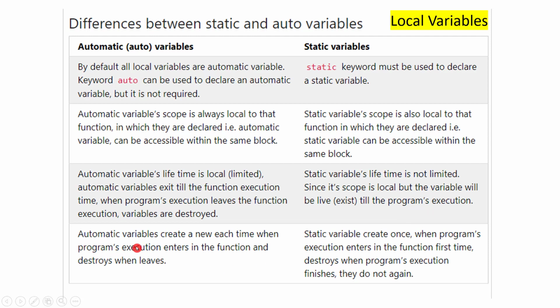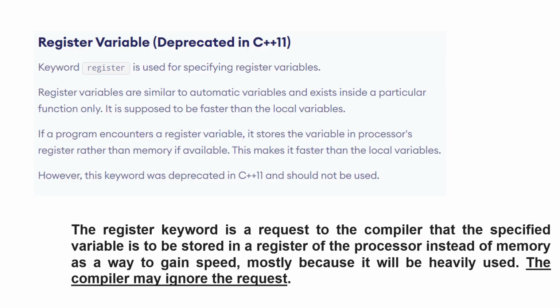Automatic variables are created anew each time the program execution enters into the function and destroyed when it leaves. But in the case of static variable, as we see, when the program execution enters the function the first time, it is destroyed only when the program execution finishes. They are not created again. So that value will keep on changing till the end of the program.